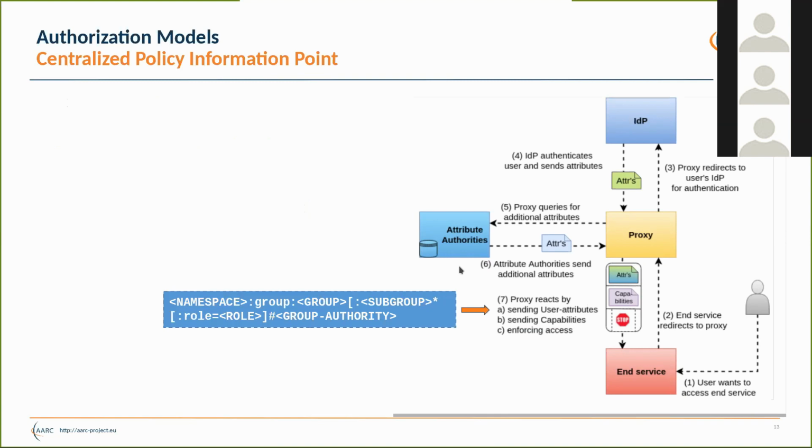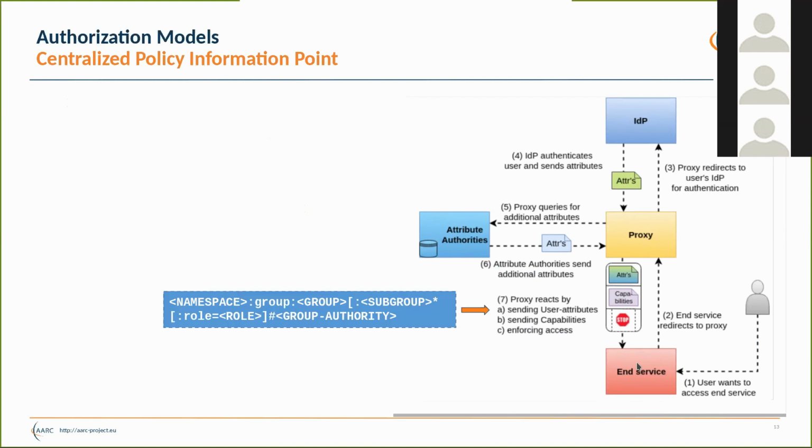The first model we have identified is called Centralized Policy Information Point. The information point in that case, of course, is the central proxy in the middle. The authorization information in this model, generally in the form of user attributes, for example, group and role information, is aggregated by the proxy and then just passed to the end service as is.